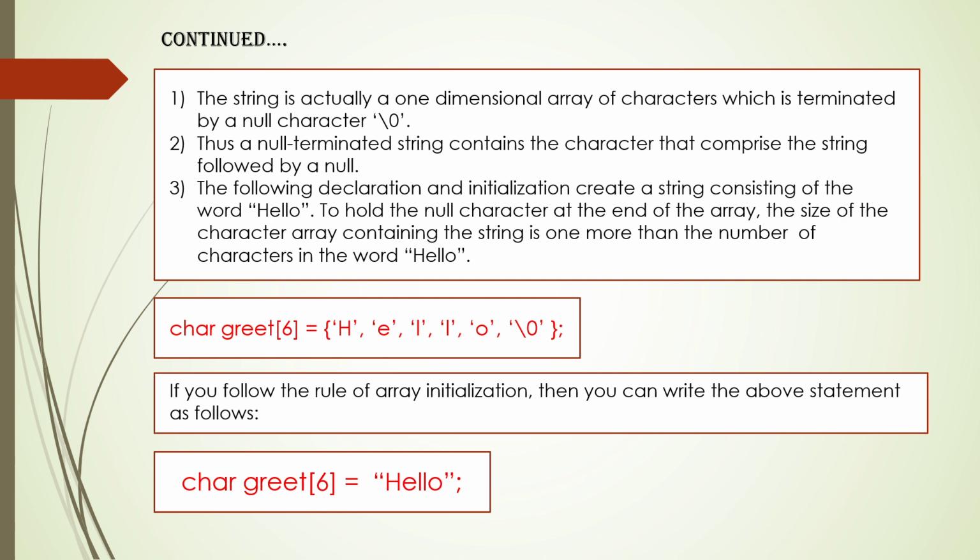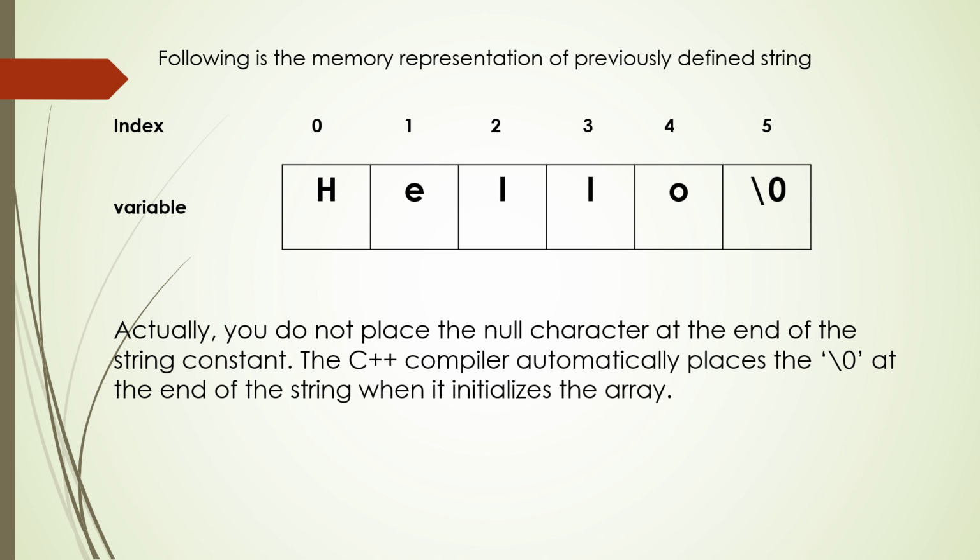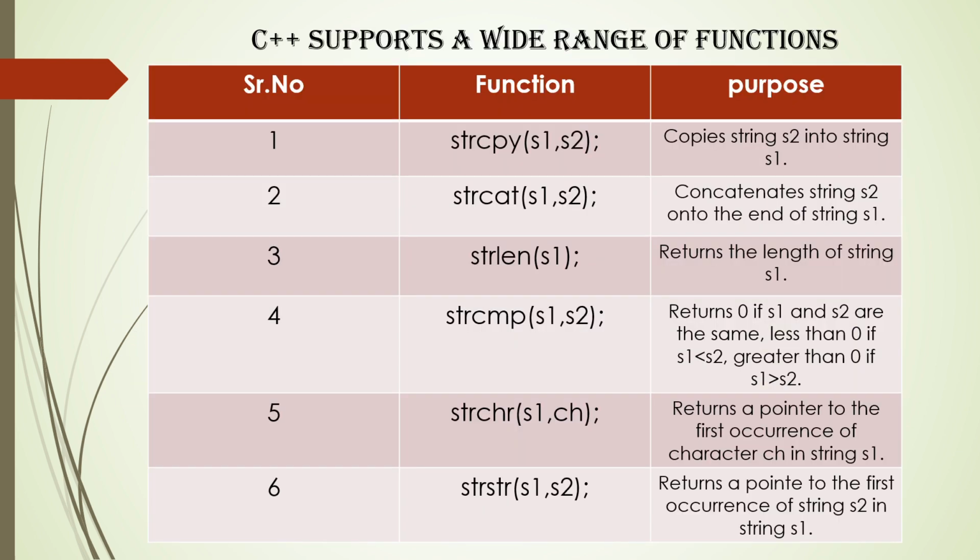Let's see what the memory representation of the array looks like. Each individual character is assigned to an individual index. Actually, we do not have to place the null character at the end of the string constant. In C++, the compiler automatically places the null character at the end of the string. There is a wide range of inbuilt string functions.